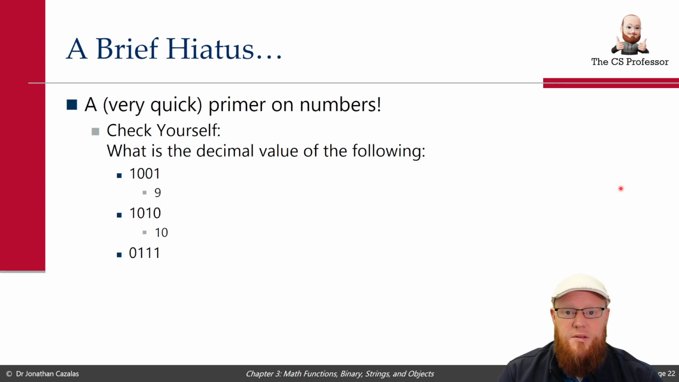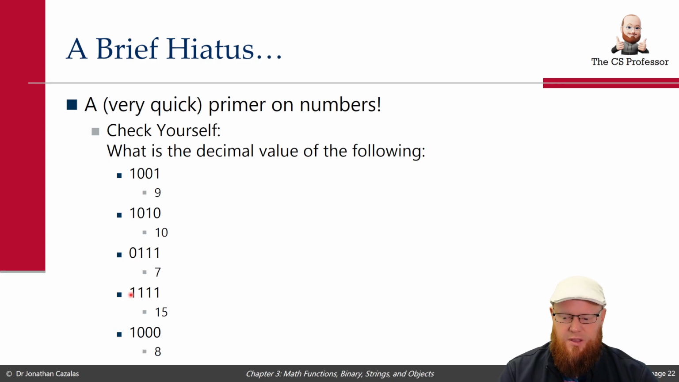What about 0111? Well, this is going to be 1 plus 2 plus 4. That's 7 in decimal. What about 1111? 1 plus 2 plus 4 plus 8. That's going to be 15. And we got one more, and that's just going to be 8. So these are 4-bit numbers, right? Why do I say they're 4-bit numbers? Because there are 4 bits that make up each number. 1, 2, 3, 4 bits, right? We should be comfortable taking a 4-bit number and converting it to its decimal.